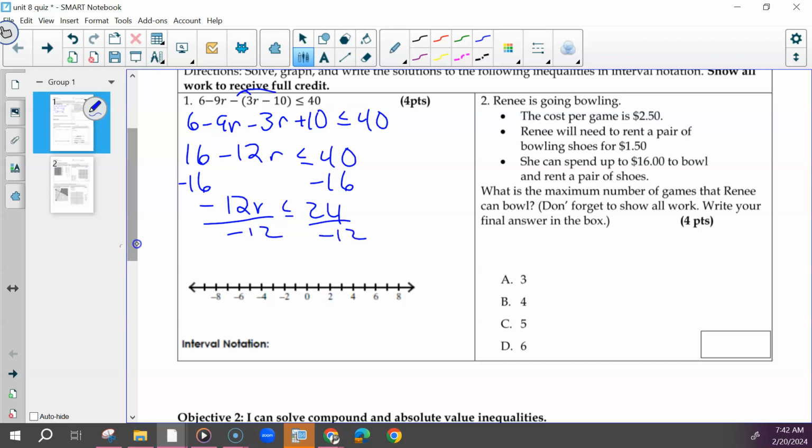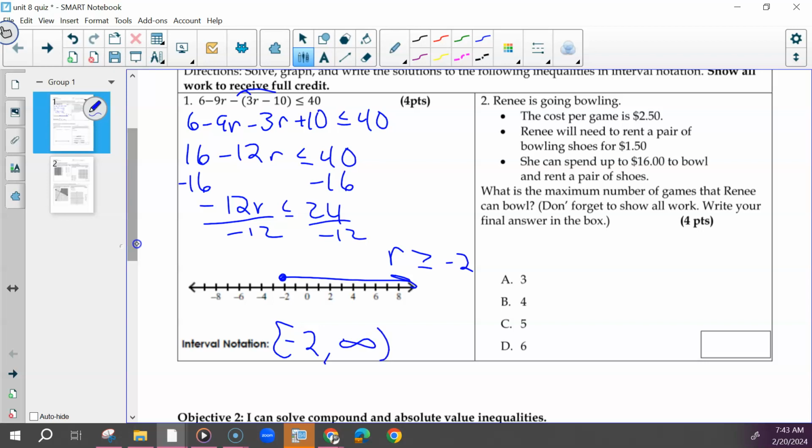So this sign would have flipped and this would have been a negative. So R is now greater than or equal to -2. That would have been closed at -2, not positive, going to the right. That interval notation would have started at -2 and went to infinity.